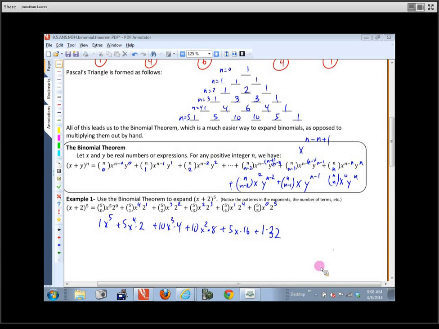So we did the combinations for this one right here. So if I cleaned this up and made this look nice, this would be x to the fifth. This is going to be 10x to the fourth. This is going to be 40x to the third. This is going to be 80x to the second. And then this is going to be 80x. And then this is going to be plus 32. Did I do that right? All the right numbers there?